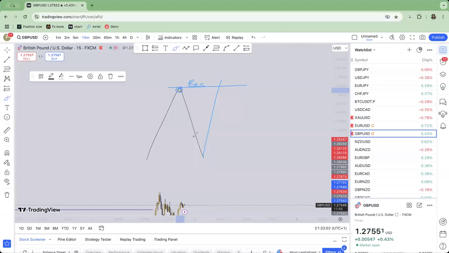Now, there are other blocks. We are looking at two other blocks. Remember, everything in Forex comes in twos, right?